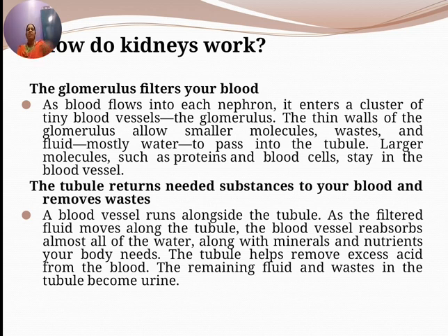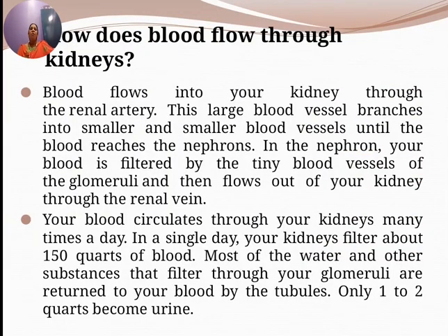So the blood vessel runs alongside the tubule. As the filtered fluid moves along the tubule, the blood vessel reabsorbs almost all of the water along with the minerals and nutrients your body needs. The tubule helps remove excess acids from the blood. The remaining fluid and waste in the tubule becomes urine. So, how does blood flow through the kidneys?